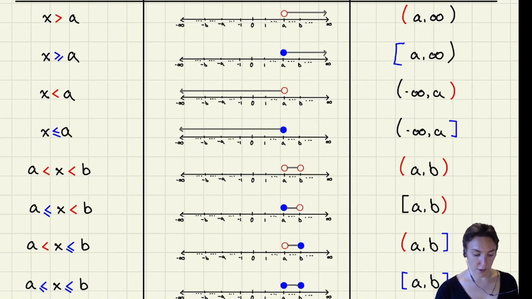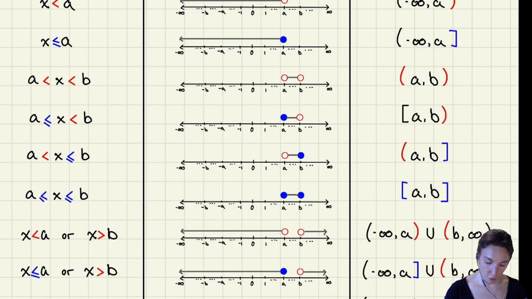Opposite direction: if I'm saying that X is less than A, it's going to be some number in between here, open circle, and it's allowed to be anything in here. In interval notation, it can be a very big negative number, so an open bracket for negative infinity, not including A. But if I include A, I have a closed bracket here, and I have to color this in.